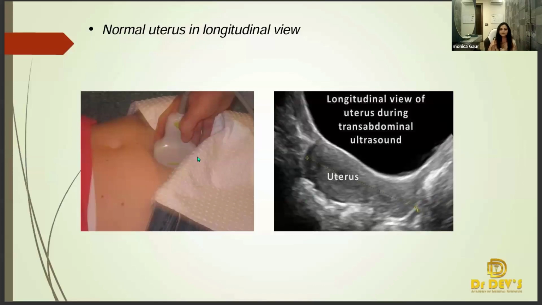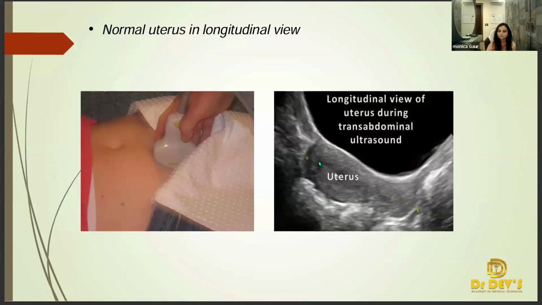Please remember, whenever you put the probe transversely on the abdomen, always move clockwise to get the longitudinal position and not vice versa. Do not move anti-clockwise to get the longitudinal view of the uterus. Never ever. Just make a rule out of it that whenever you put the probe transversely, move it clockwise to get whatever organ you are scanning in longitudinal view.